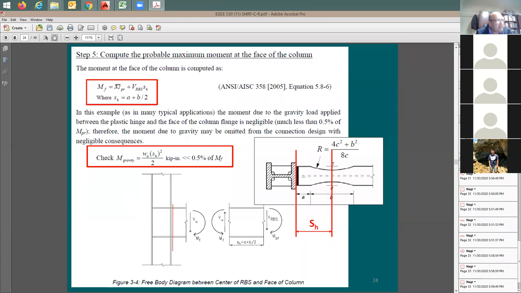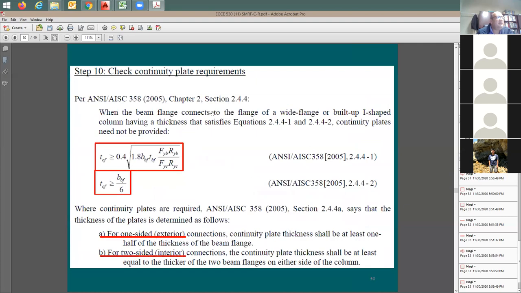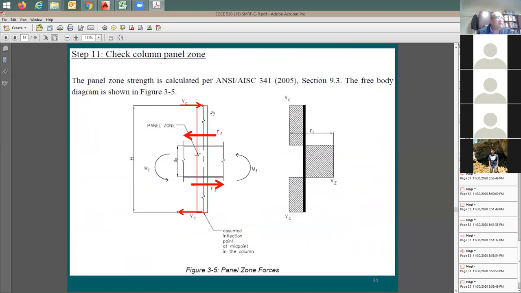MF is going to be equal to the mechanism moment plus the mechanism shear multiplied by SH plus the effect of this cantilever. You have a little bit of moment. You can ignore this if you like to. This is not critical because the gravity moment is not that critical compared to the seismic moment. You'll find out that this is going to be very small, almost less than 0.5%, so you can ignore it in your analysis. You don't really need to consider this. Just take this MF based on the probable shear multiplied by SH plus the probable moment, which is the mechanism moment. Say now, once you have this MF, right?